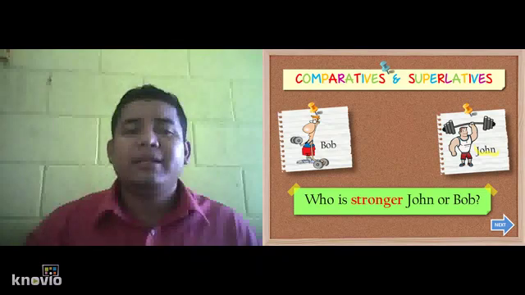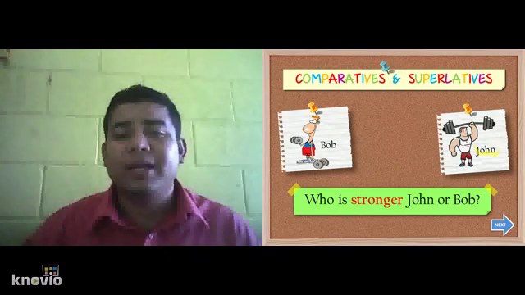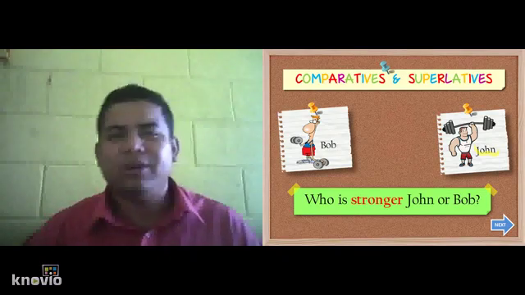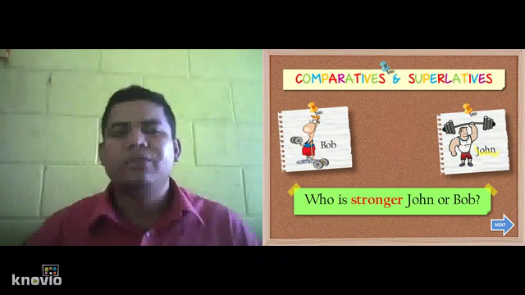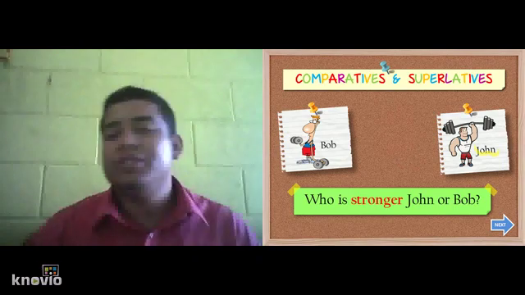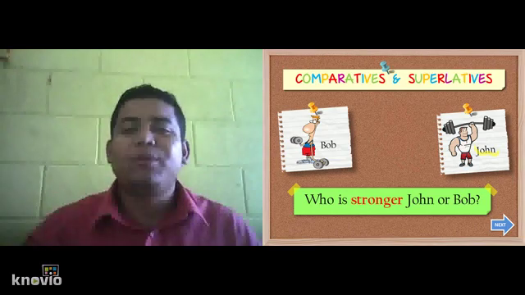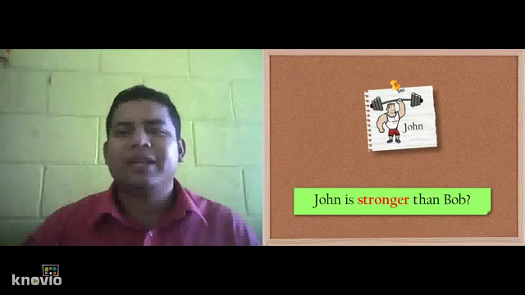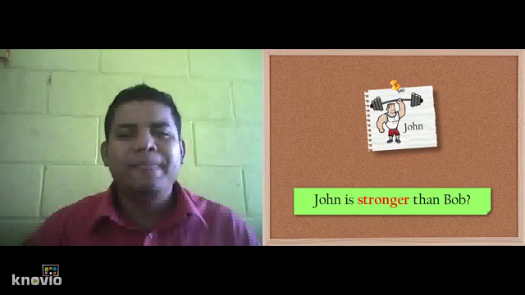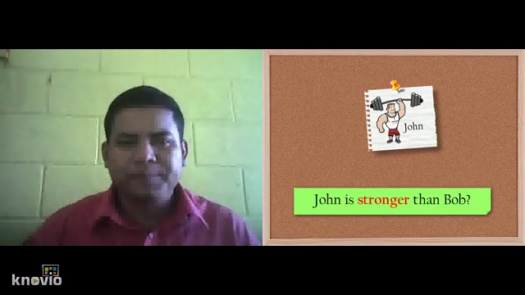Congratulations, guys. Then we have the next exercise and the next example, and in this case we're going to use comparatives, and we have Bob and John. My question is, who is stronger, Bob or John? According to what you see, think about your answer, and then I'm going to show you the right answer. And the right answer is the following. So in this case, John is stronger than Bob.